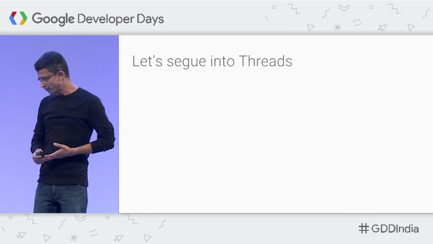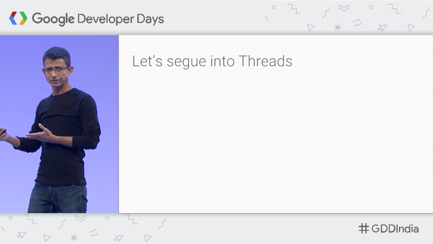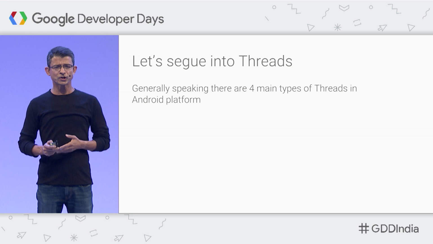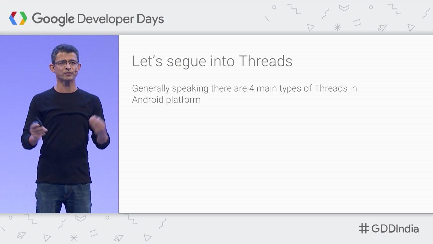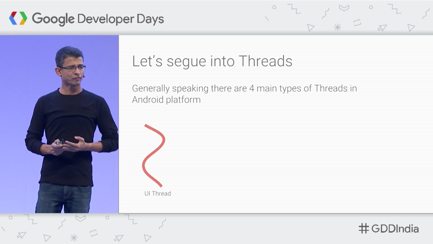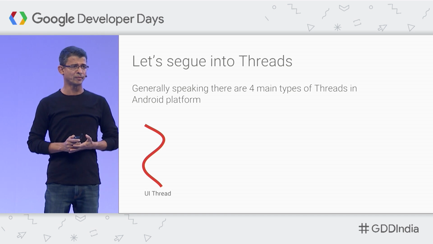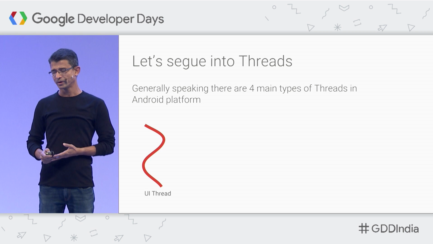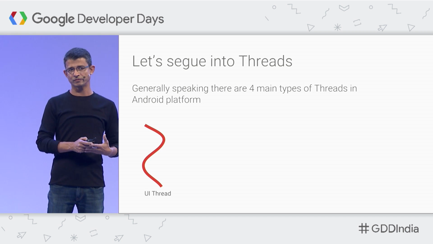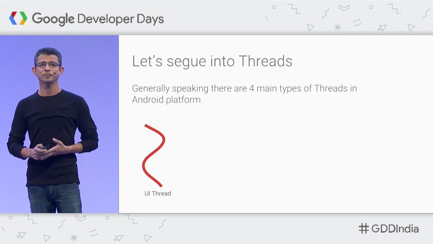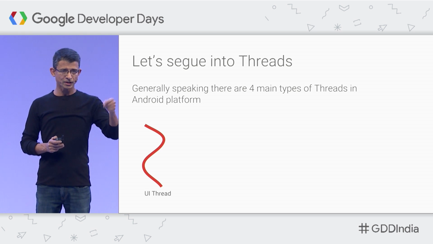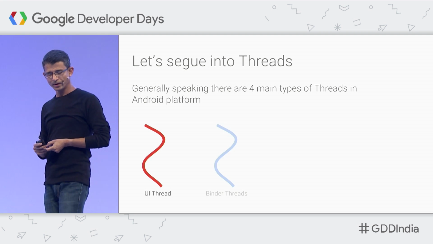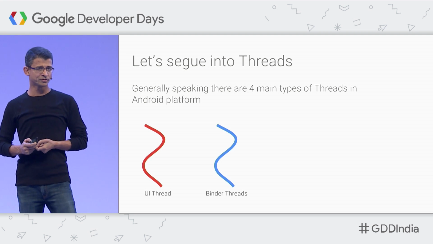But let's just move into the concept of threads. Of course, in Android, there are various ways of doing threads. And generally speaking, there are four main types of threads in Android. Of course, Android developers will be familiar with the UI thread or the main thread. This is the thread on which your app runs. This is the thread where all the callbacks from the system are called. And this is where the UI updates take place. This is the only thread that can actually do a UI update on the app. There are also binder threads, which are also system threads.